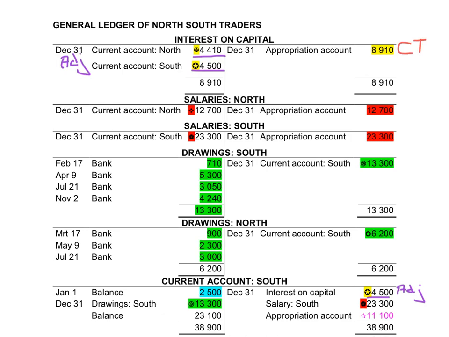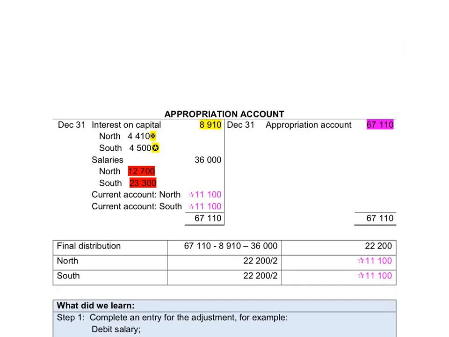The next entry will be completed for a closing transfer. That means that we will close our expense account, interest on capital, with a total amount of 8,910, and we will debit our appropriation account with the amount. In the appropriation account, we will divide and show how much interest was for North and how much interest is for South. And this is the double entry for the closing transfer.